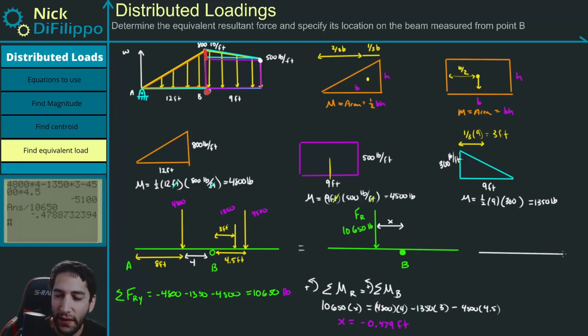This means that if this is B, my force acts over here. It has a magnitude of 10,650 pounds, and its distance from B is, in this picture, exaggerated, but it's 0.479 feet. If this had been positive, then this would have been correct. So hopefully this helps you figure out how you can solve a composite distributed loading problem.